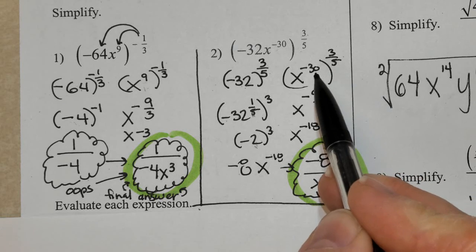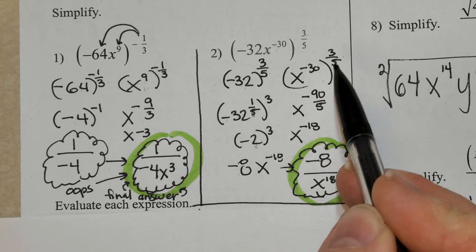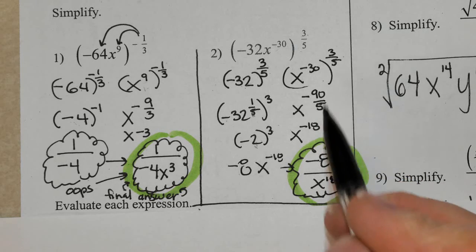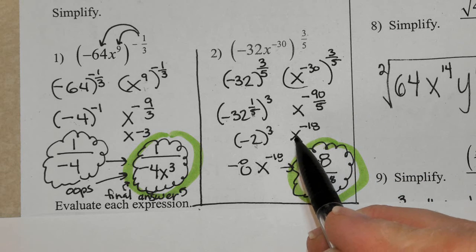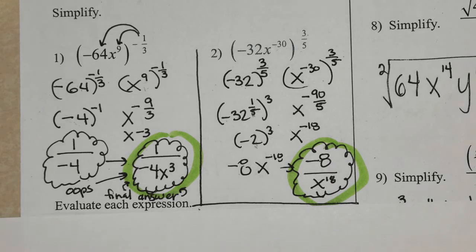Over here, remember there's a 1 underneath the negative 30. So when I multiply, I end up with negative 90 over 5. It divides to negative 18. This x is not happy because it's a negative exponent. It goes to the bottom. Negative 8 remains up front.